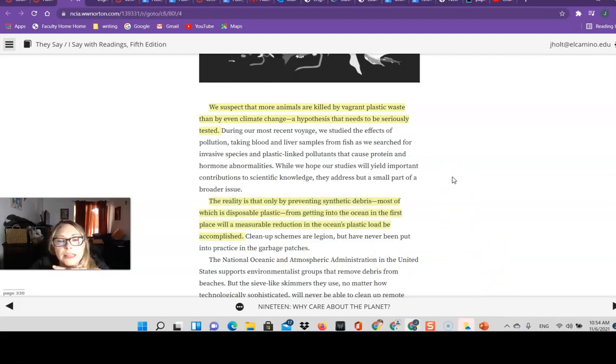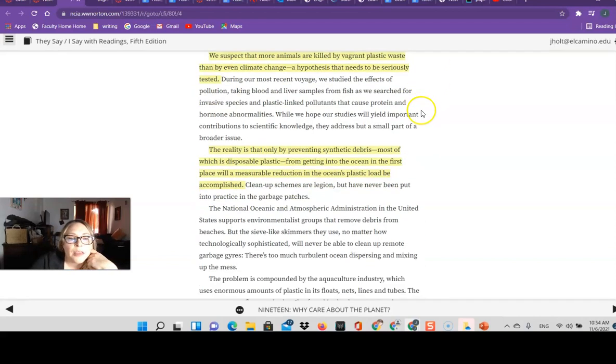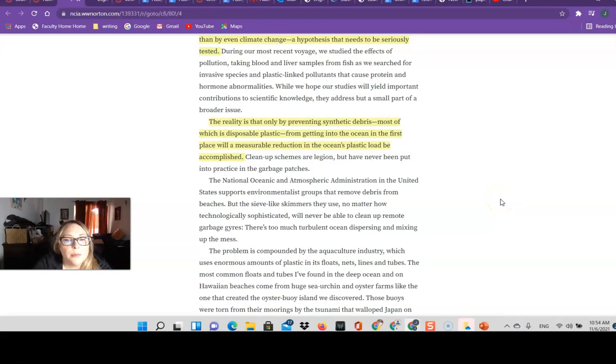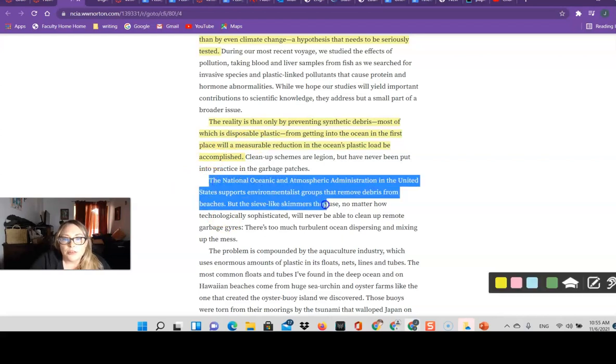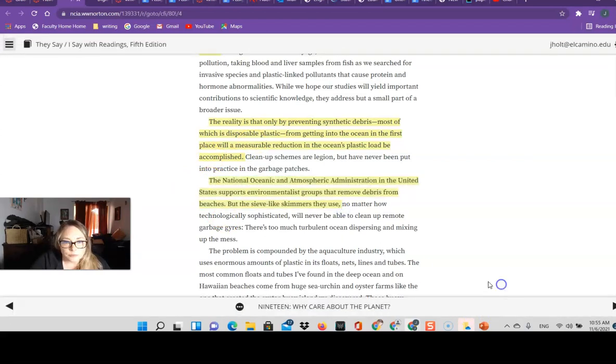Cleanup schemes are legion, but have never been put into practice in the garbage patches. The National Oceanic and Atmospheric Administration in the United States supports environmental groups that remove debris from beaches, but the sieve-like skimmers they use, no matter how technologically sophisticated, will never be able to clean up remote garbage gyres. There's too much turbulent ocean dispersing and mixing the mess. So look, we know that the skimmers, no matter what we do, it is still not going to be enough.